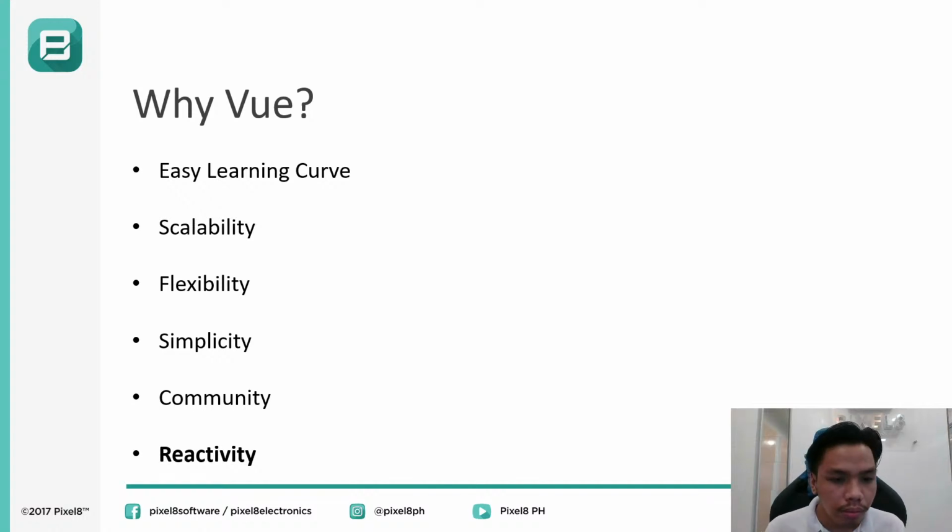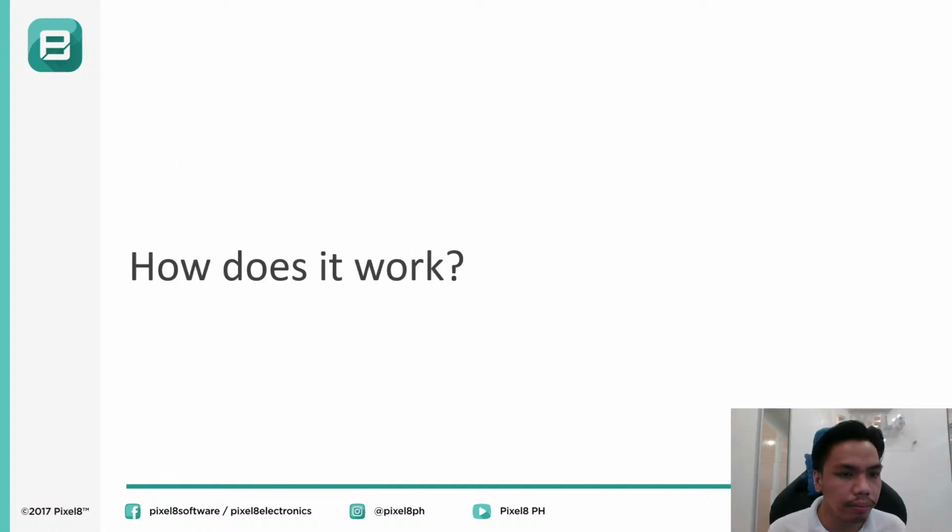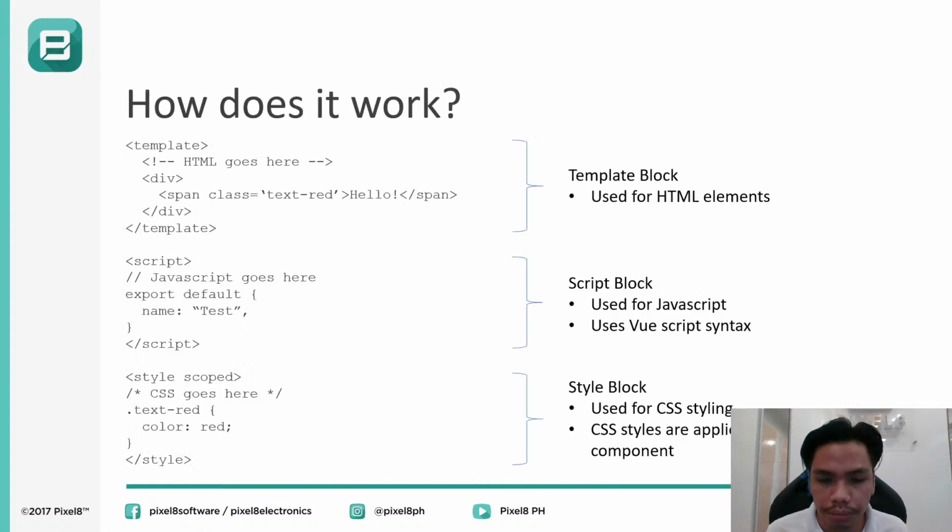So lastly is reactivity. Reactivity is something that VueJS can do. So you might ask, what is reactivity? Reactivity is a feature of VueJS that allows you to change content on the fly. So later on we will be showing you how it works. So how does it work?